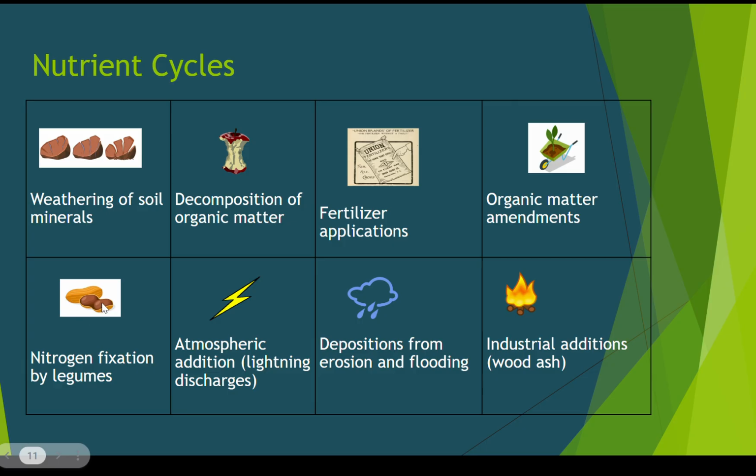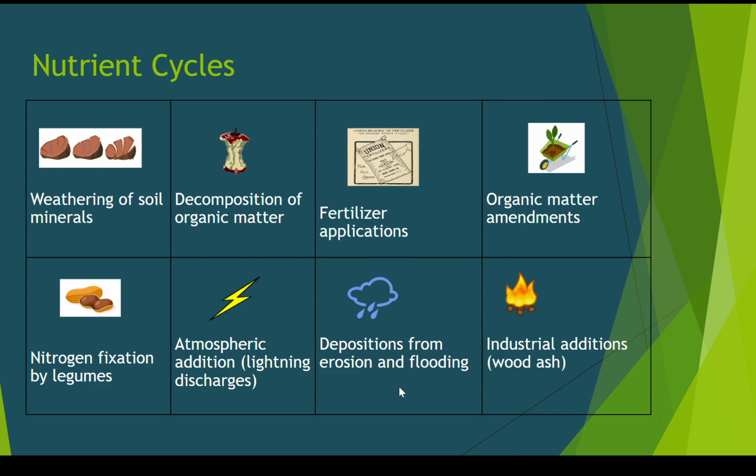Now, I have my little peanut right here. This is nitrogen-fixing legumes. Legumes are a certain family of plants that actually make free nitrogen. So you don't have to buy nitrogen in a fertilizer because these legumes already make it. Peanuts are one of them. We also have atmospheric addition. That is our lightning charges. Our lightning bolts add ions into our soil. I don't know which ions, but they're good.